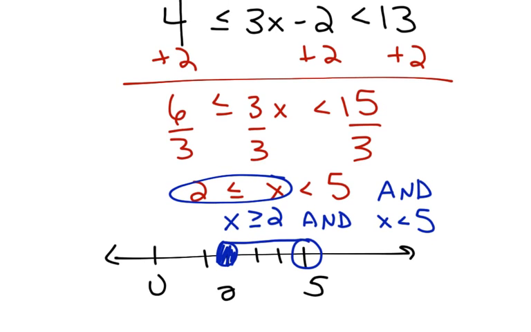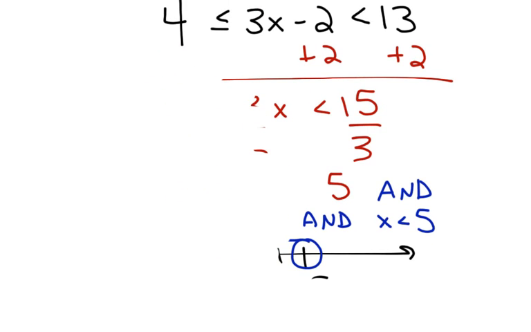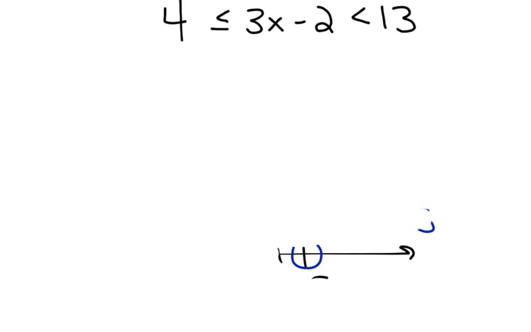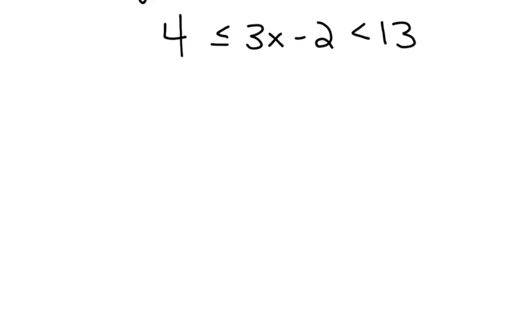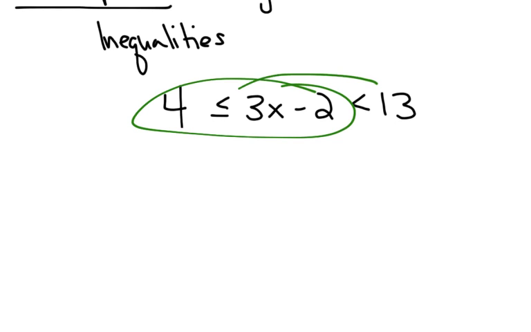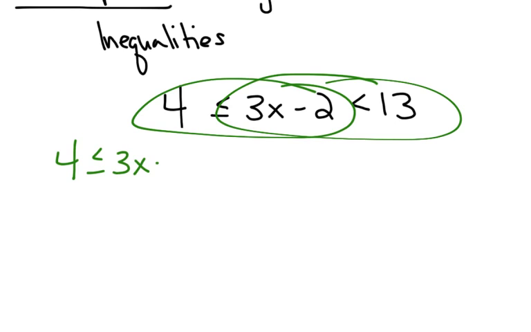Now, another way that you could have done this problem, I'll just get rid of this, and I also teach it this way in case it makes more sense to students. You could have started at the very beginning of the problem by creating 2 inequalities. One of them is 4 is less than or equal to 3x minus 2, and 3x minus 2 is less than 13. And then you solve each of those inequalities by itself.